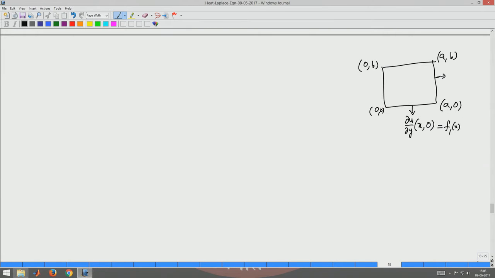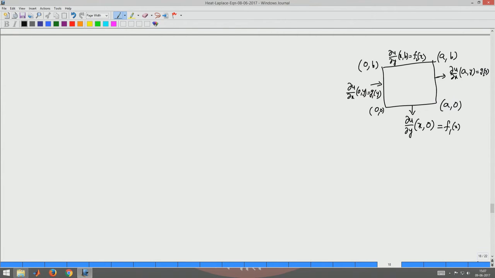Here the normal derivative is ∂u/∂x at x equal to a, which is g2 of y. Here ∂u/∂y at y equal to b is f2 of x, and here ∂u/∂x at x equal to 0 is g1 of y. So, this is how you provide data instead of the solution.